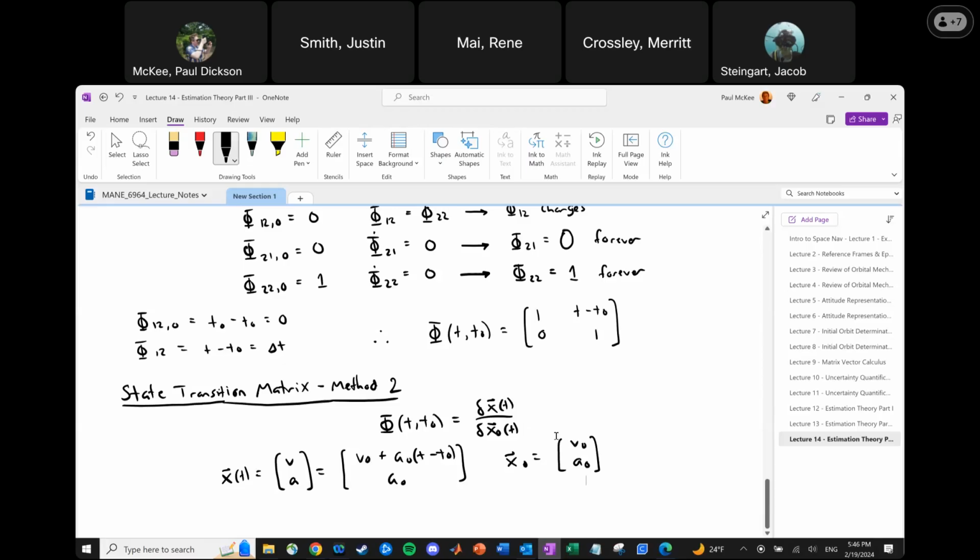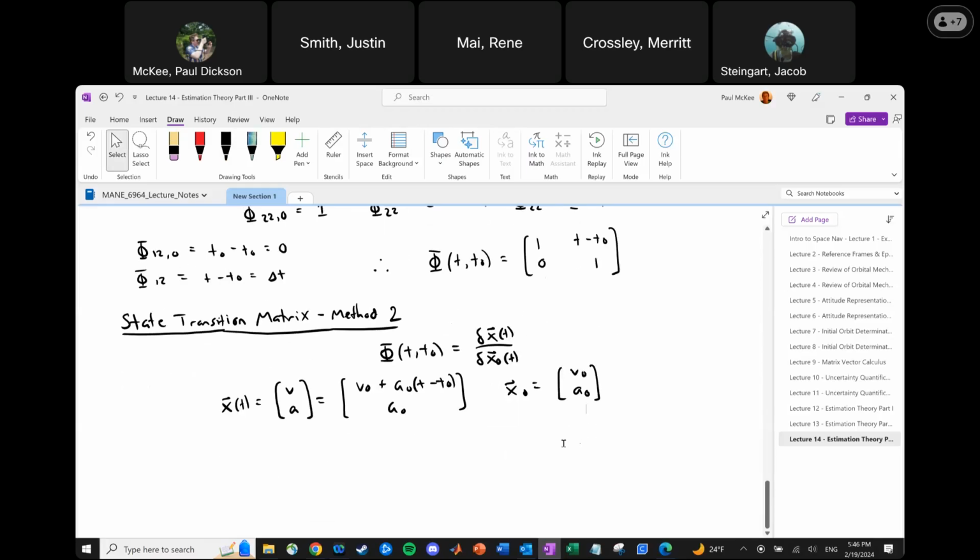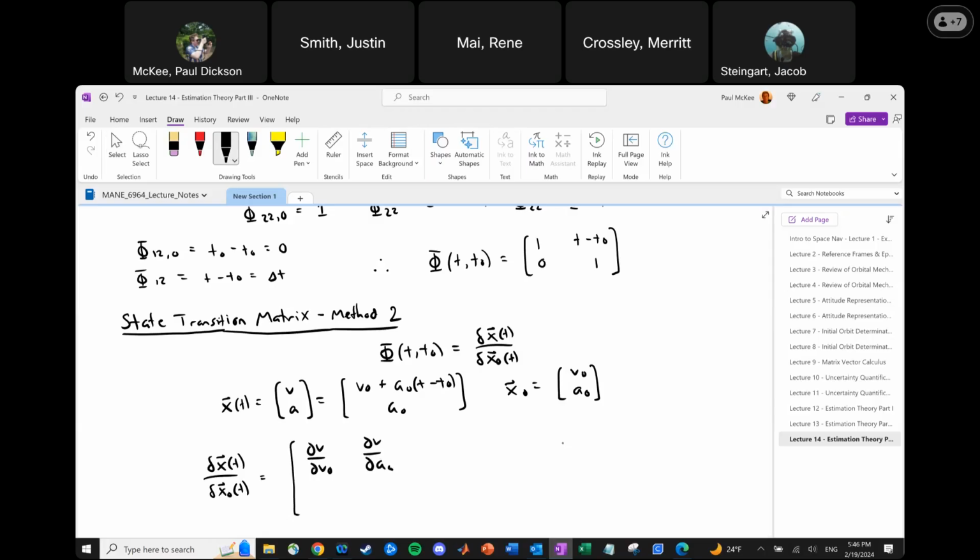So here we go, time to take some derivatives. Actually, in this problem, because it's a scalar problem, it's just going to be regular calculus instead of matrix vector calculus. But you could see how this would scale up to matrix vector calculus. So the derivative of the state with respect to the initial state is going to be the derivative of velocity with respect to initial velocity, the derivative of velocity with respect to initial acceleration, the derivative of acceleration with respect to initial velocity, and the derivative of acceleration with respect to initial acceleration.